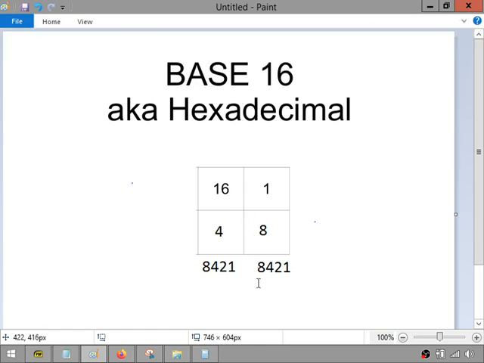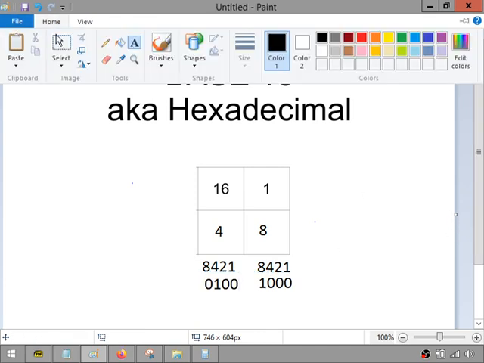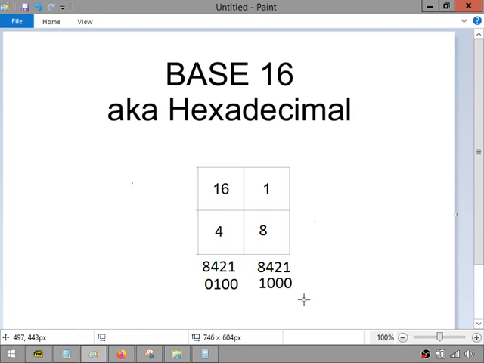So what is 8 in binary? It's going to be 1, 0, 0, 0. And what is 4 in binary? It is just 0, 1, 0, 0. And there you have it. That's how you convert hexadecimal into binary. We just mush these things together. And there you have it. There is your hexadecimal number written in binary really easily.